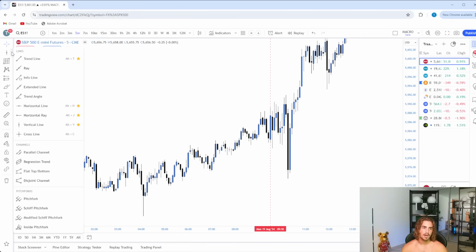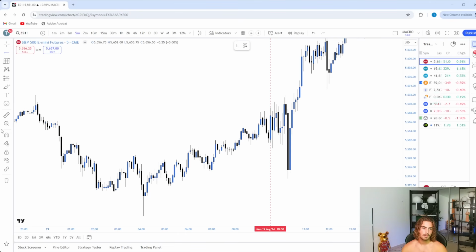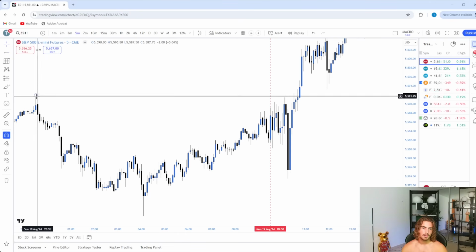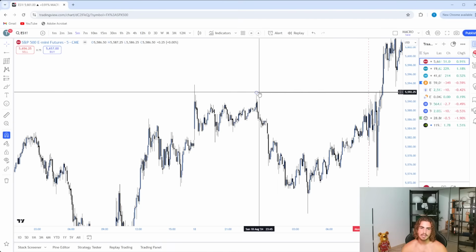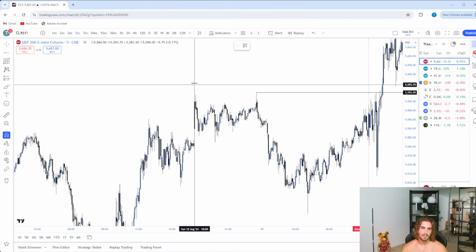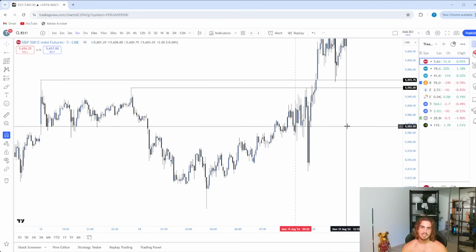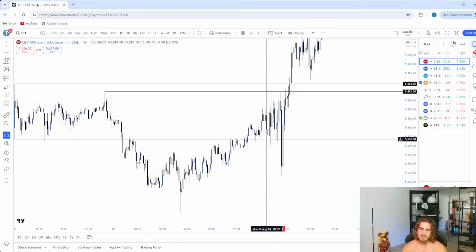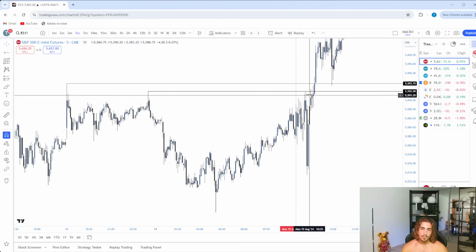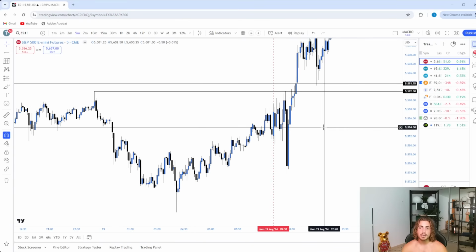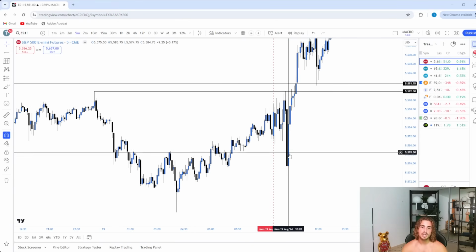What do we leave right here? What do we have? This is our overall bias. This is our high time frame high, and this high time frame high right here. We take out some low resistance liquidity right here. We can see that. We make an equal high, which is one of the strongest draws on liquidity, and then we shit the bed.